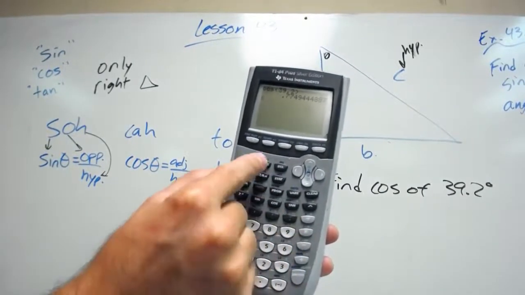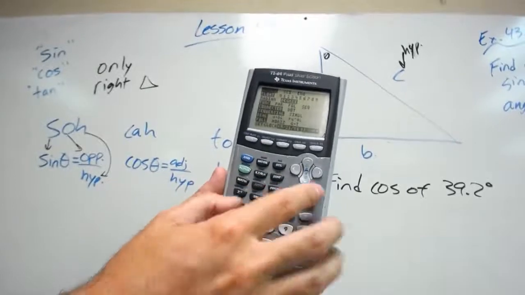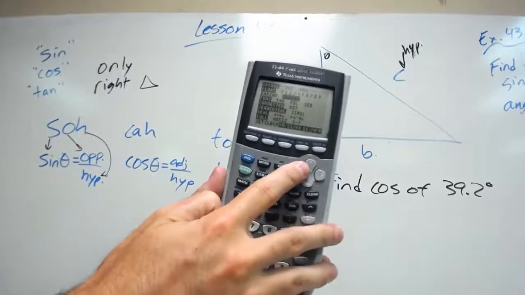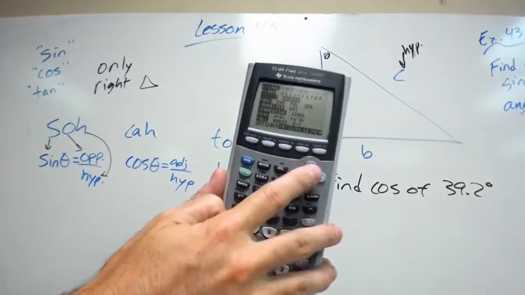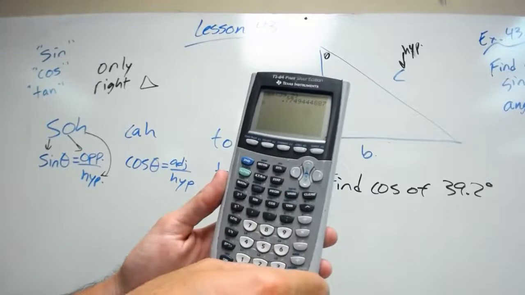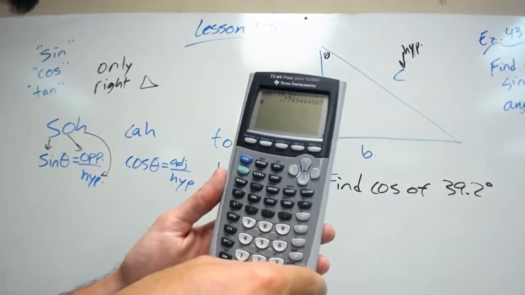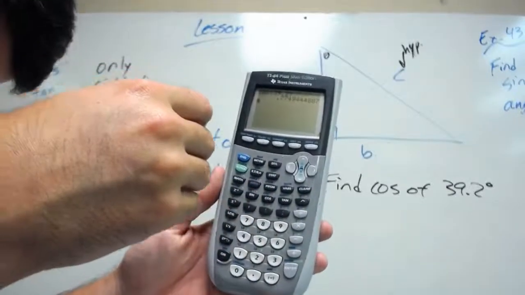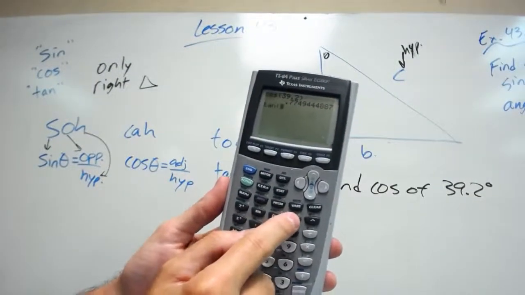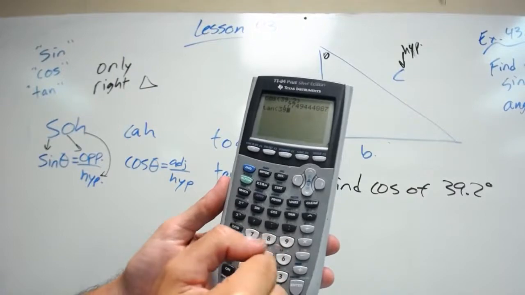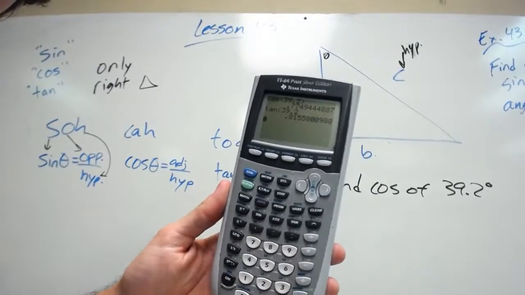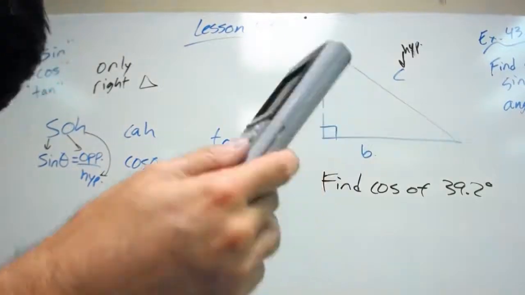Now you do have to make sure that you are on degree rather than radian. Have to be on degree, otherwise you'll get something different. So 0.77492. If it said type in tangent of 39.2, well, here's tangent 39.2. I won't close parentheses this time, and I'll get that as my answer. It's a decimal, but that's how you type it in your calculator.